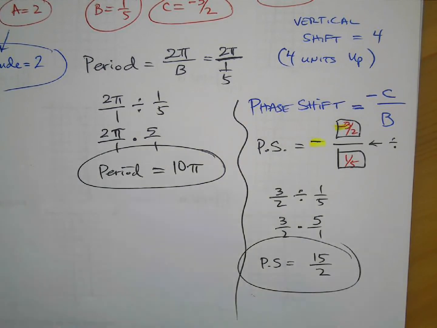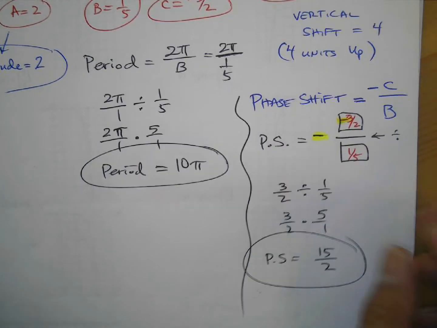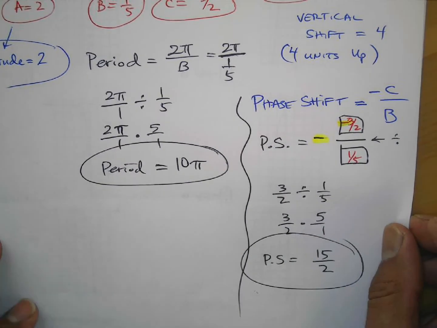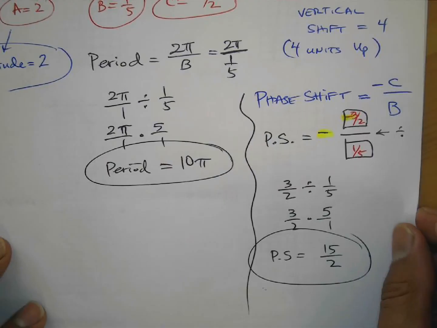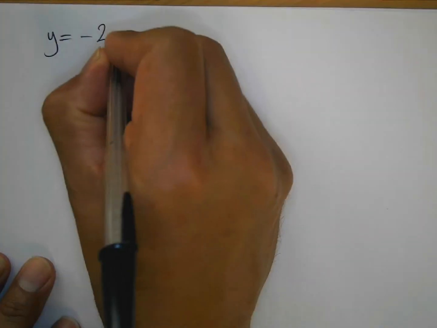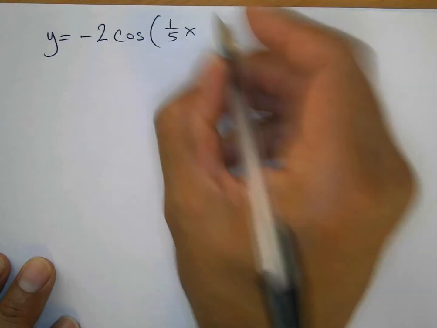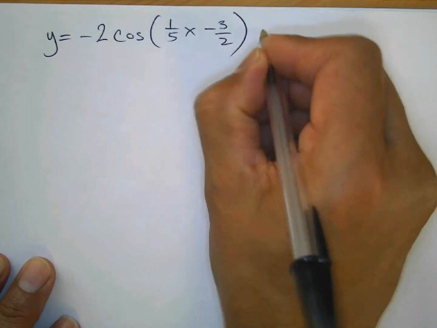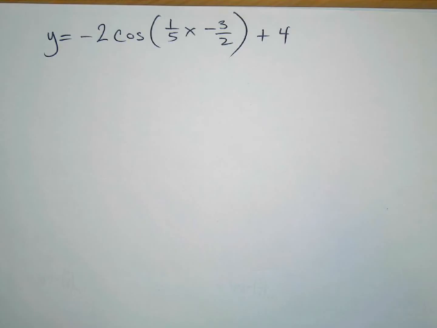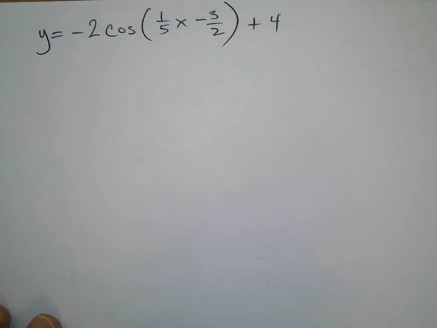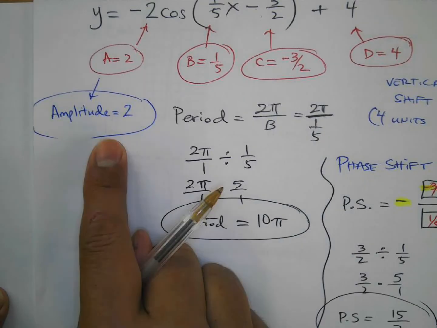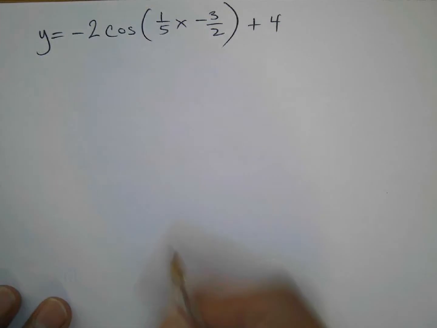Okay. Let me take all of this and my function. Let me write this on a separate piece of paper. Get these important parts that I need. And then we're going to do the graphing, right? Okay, so it is y is equal to negative 2 cosine of 1/5 x minus 3 over 2 plus 4. All right. We had the amplitude at 2. So let's get that going.